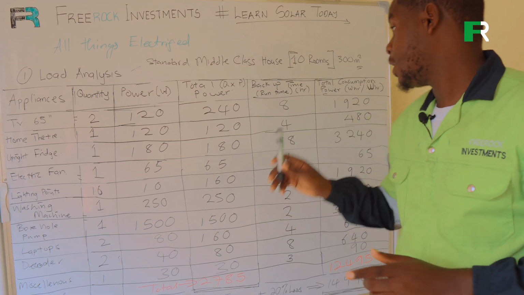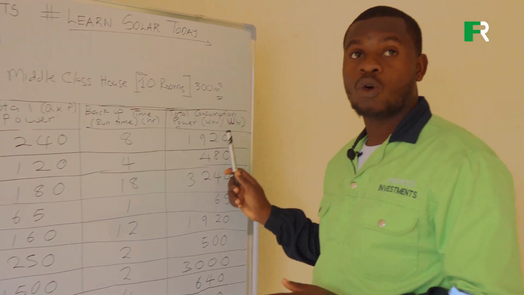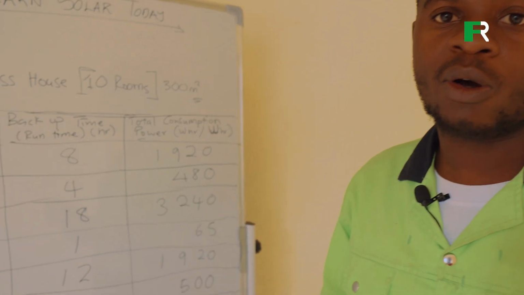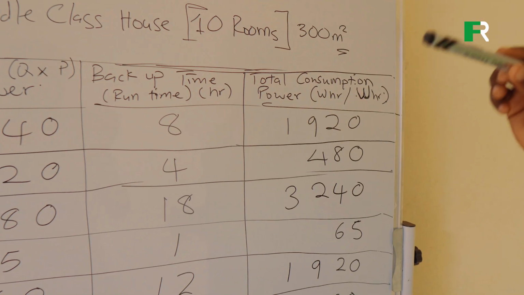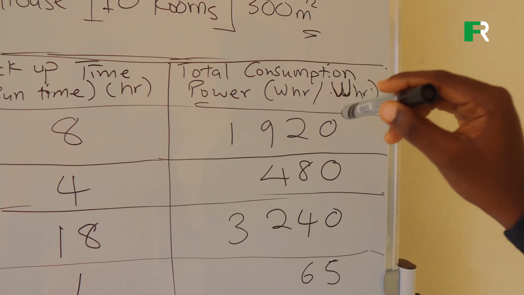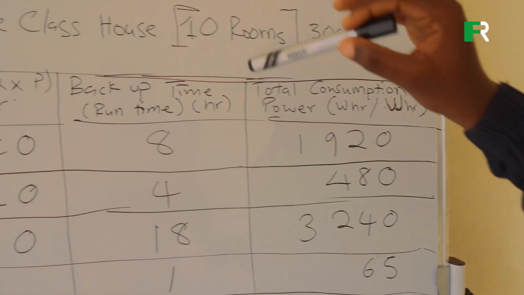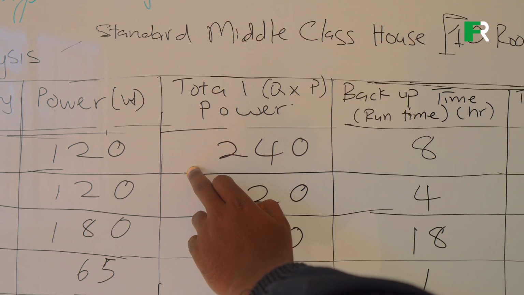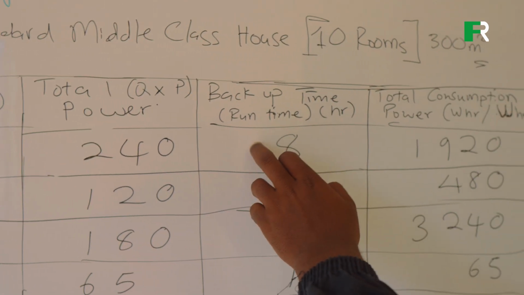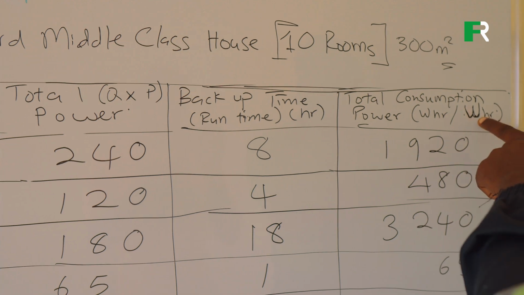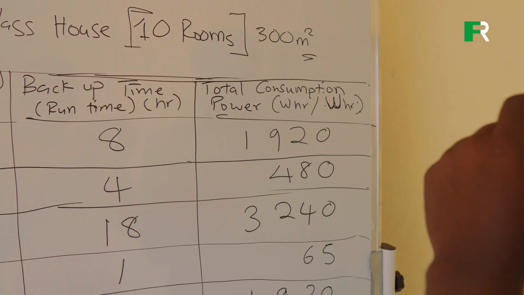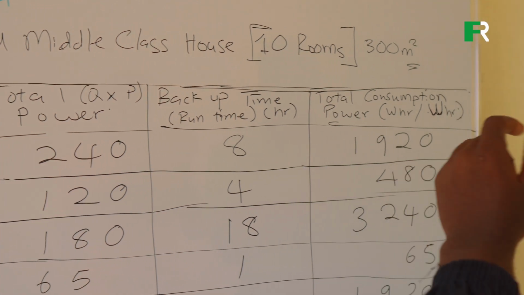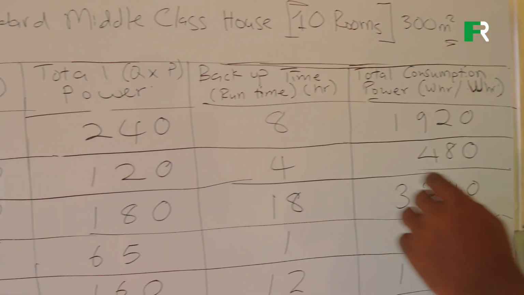In the last column we have total consumption power. What is total consumption power? This is calculated by taking the total power on column 4 times the run time, and then we get watt hours. So 240 here by 8, we get 1,920 watt hours.